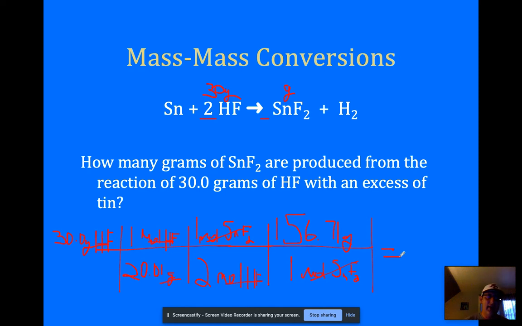Now we just have to do the math. 30.0 divided by 20.01 divided by 2. Don't forget this 2 hanging out right down there. Times 156.71. And that gives me 117 grams of SnF2. 117. Okay.